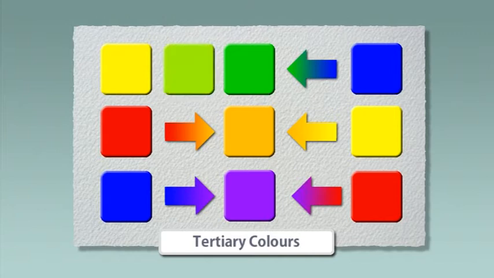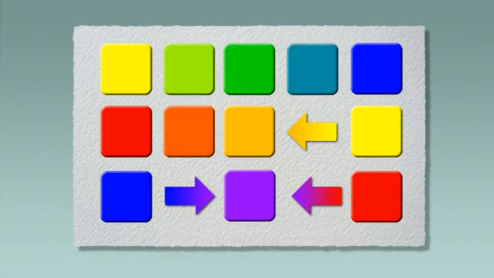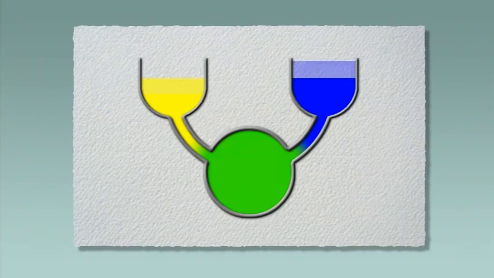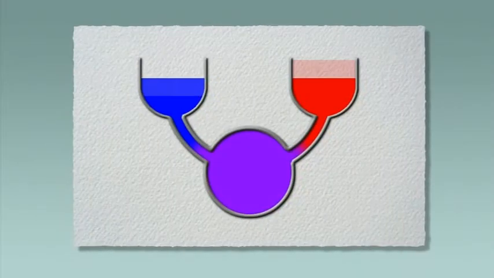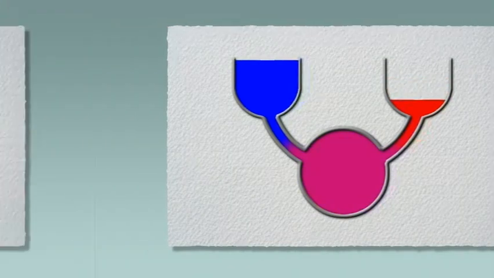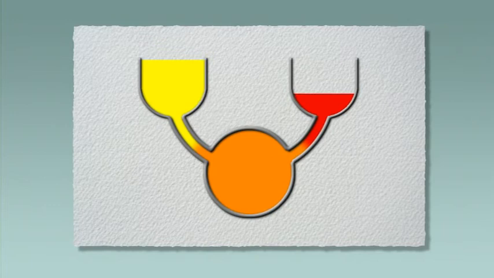The tertiary colours are yellow-green, blue-green, red-orange, yellow-orange, blue-violet and red-violet. The name of the dominant colour precedes the name of the secondary colour to which it is added. More yellow is added to green to make it yellow-green, more blue and it becomes blue-green. If we add more blue to violet, it becomes blue-violet. And if the situation is reversed, it's red-violet. In red-orange, the red is dominant, and yellow-orange contains more yellow.